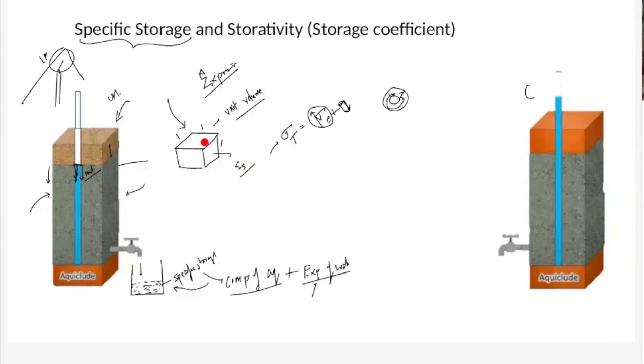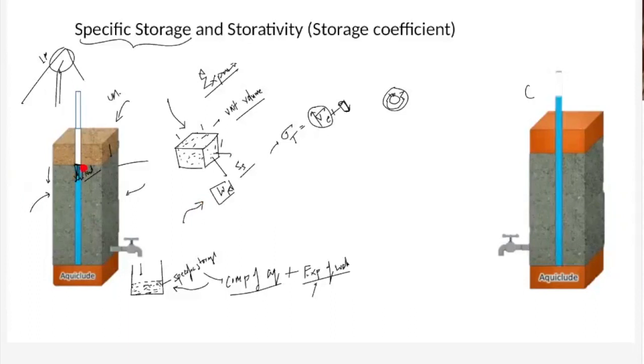Just imagine this is your 1 unit cube of the aquifer. It will have some water in it, right? If I decrease the head by 1 unit, from this unit volume there will be some water that will be released. Yes or no? Because of 1 unit decrease in the head, there will be some water released by this unit volume. That is called specific storage.